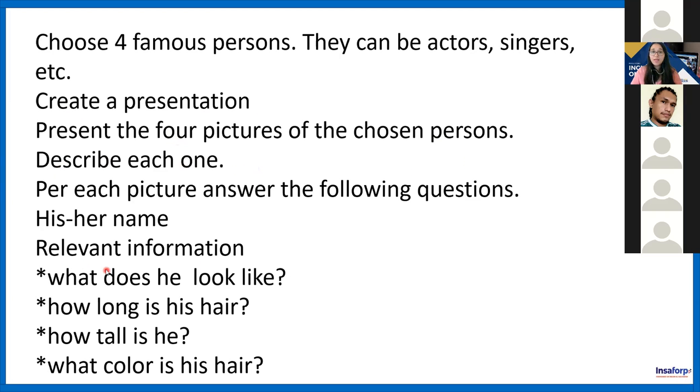Okay, for each person, you are going to present the following question. What does he look like? How long is his hair? How tall is he? And what color is his hair? No nos olvidemos de mencionar the name, the famous person's name, right? Okay, so questions about the activity?